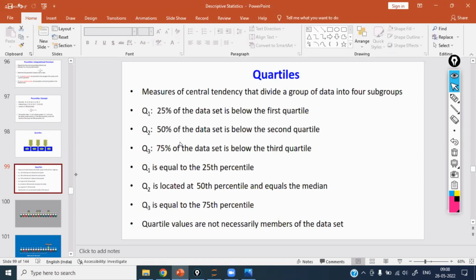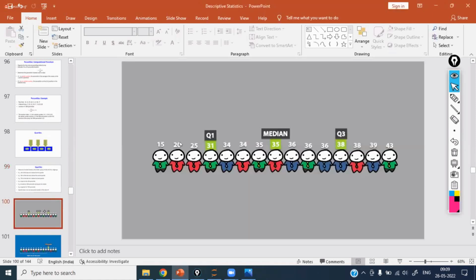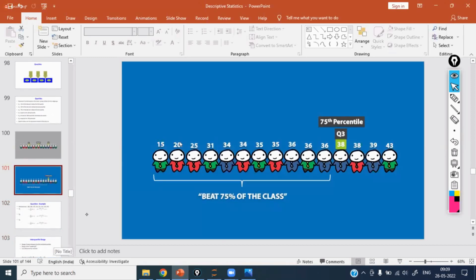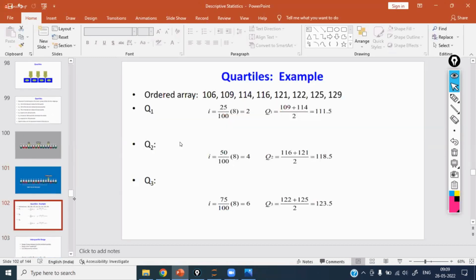Now, whatever quartile values you are going to get, they are not necessarily members of that data set. So, for example, you have got 5 and 12. The 25 percentile is between these, which means it is not a member of the data set. I am going to show you an example. So, here you have the entire data, where Q1, Q2 and Q3 are marked. What is meant by the Qs being below this? So, let us take an example.